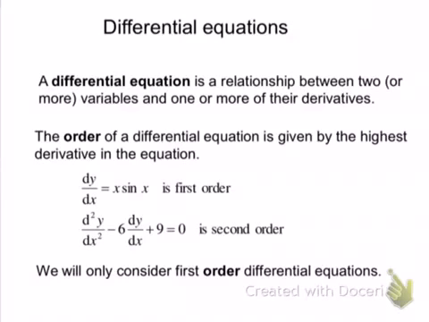The order of a differential equation is given by the highest derivative in the equation. dy by dx equals x sin x is first order, and d2y by dx squared minus 6 dy by dx plus 9 equals 0 is a second order differential equation. However, we are only going to consider first order differential equations in C4.